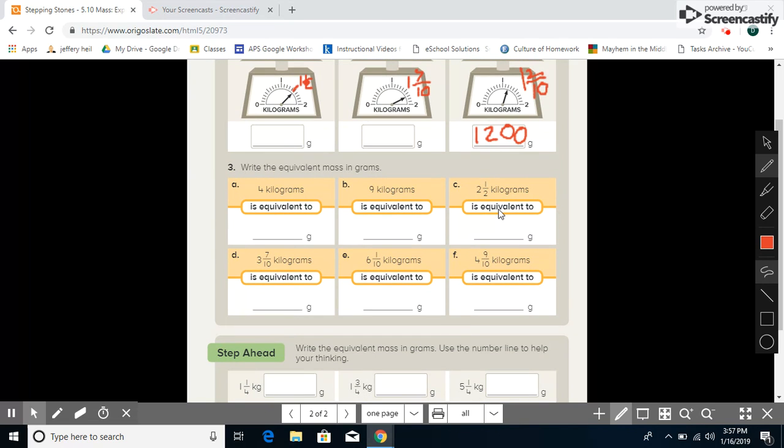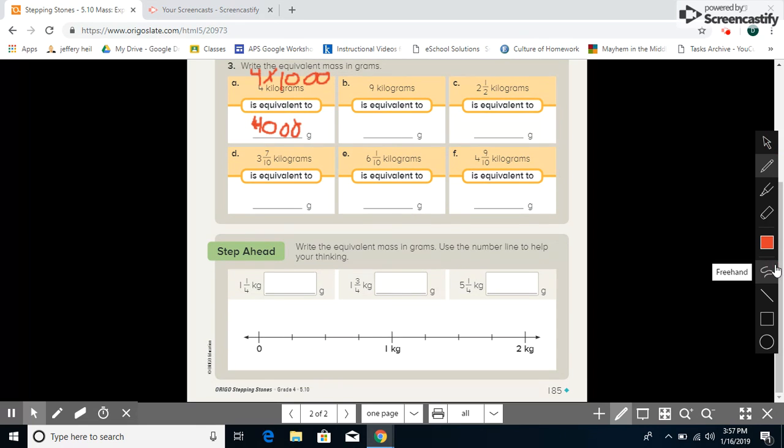Now we're going down here and we're taking away the scales. So we have 4 kilograms. We would do 4 times 1,000, because there's 1,000 grams in each kilogram. So we would get 4,000 grams. And then the rest of them are going to be fractions. Remember, half a kilogram is 500 grams, and 1/10 of a kilogram is 100 grams. So finish those, and then we'll go to step ahead.